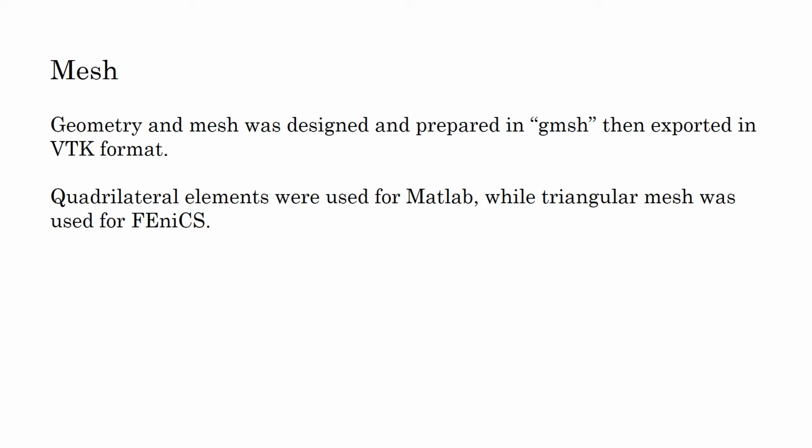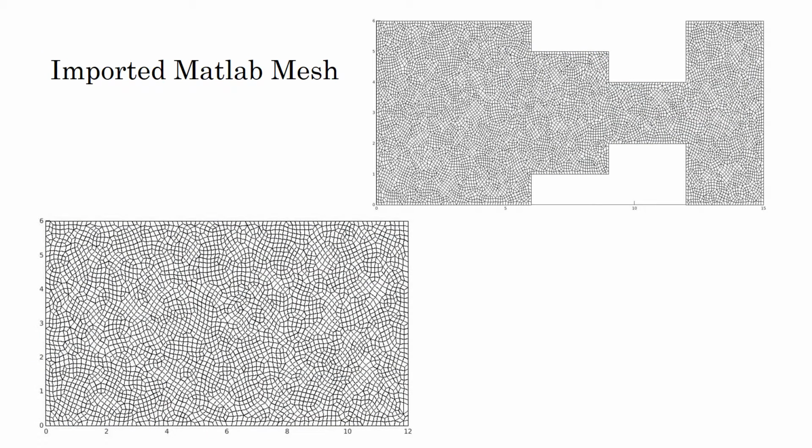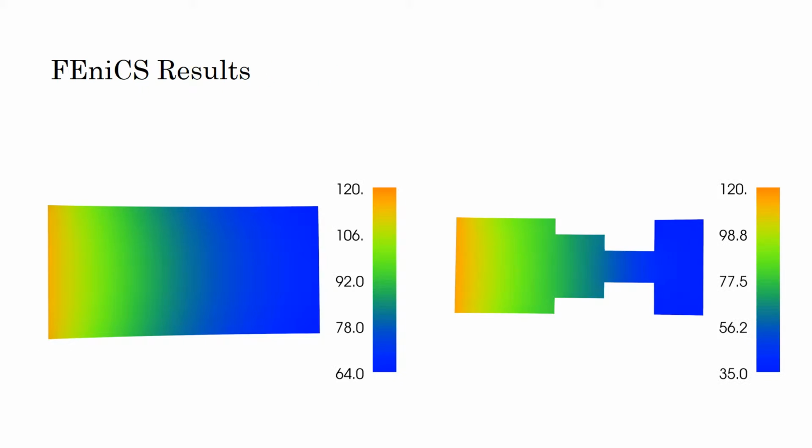So in order to prepare the geometry and mesh, we used Gmsh, and then we exported the mesh in a VTK format. We used quadrilateral elements for MATLAB and triangular elements for Phoenix. So here's an example of the mesh that we use for Phoenix project, and here is the quadrilateral mesh that we use for MATLAB.